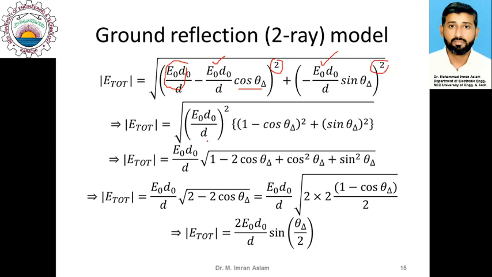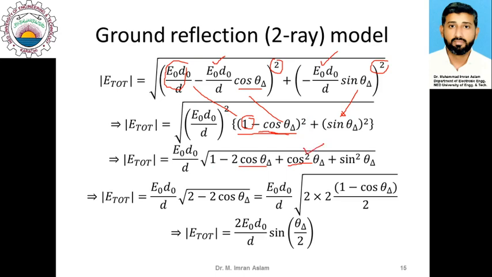So E naught d naught upon d, and this will cancel out from the square root. And in the square root, this term would become 1, which is relevant to this term here. The second term, after taking out E naught d naught upon d as common, would be cos theta delta, and the third term will be sin theta only. And if you expand this term by a minus b whole squared, it will be 1 minus 2 cos theta delta plus cos square theta.